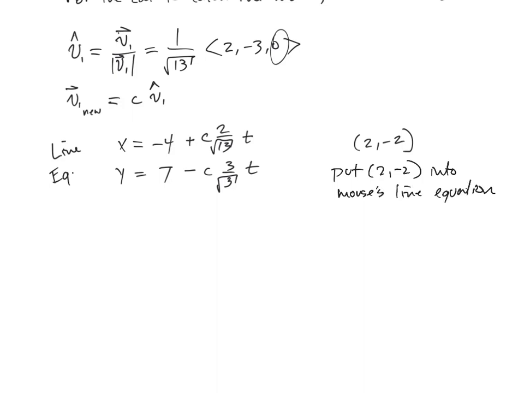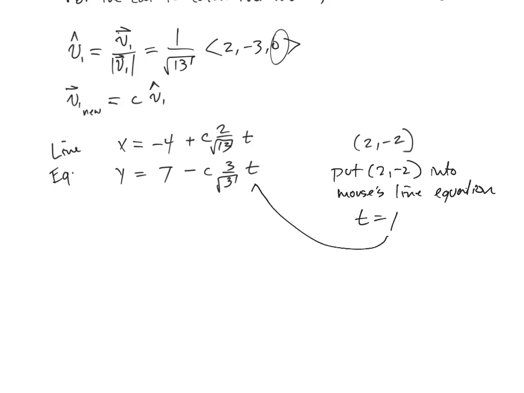So if you put these intersection coordinates in, oh, I'm going over time. Pardon me, I'll stop here. We find that t is equal to 1. So now we know the mouse is at the intersection point at the time t equal to 1.